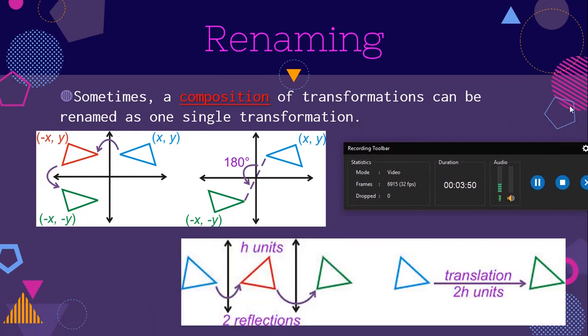In our second diagram, we reflected it over the first line and then again over a second line. But when you look at the orientation of the figure, from blue to green, I simply could have just slid it over. So it would have been a translation that would have gotten me there in one simple step.